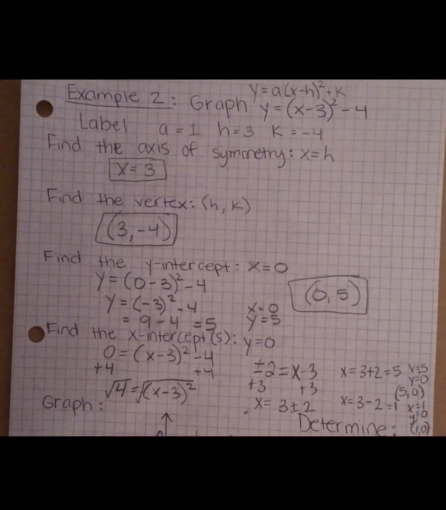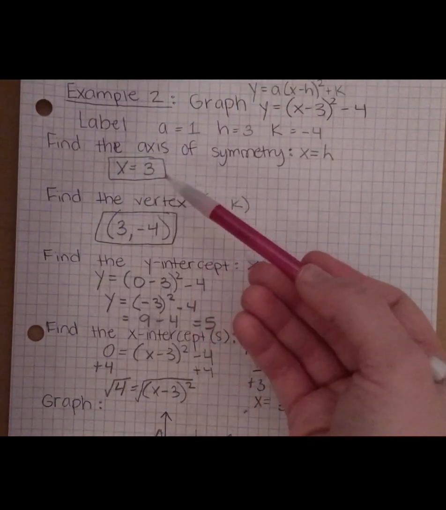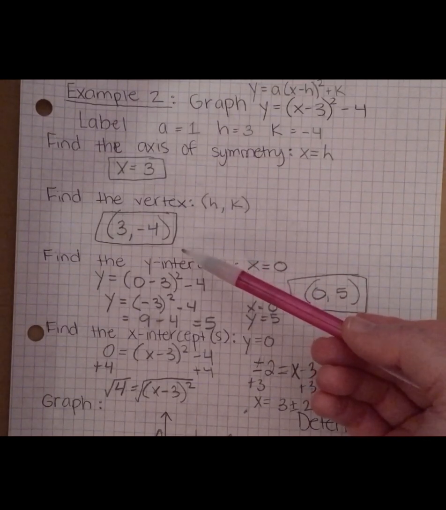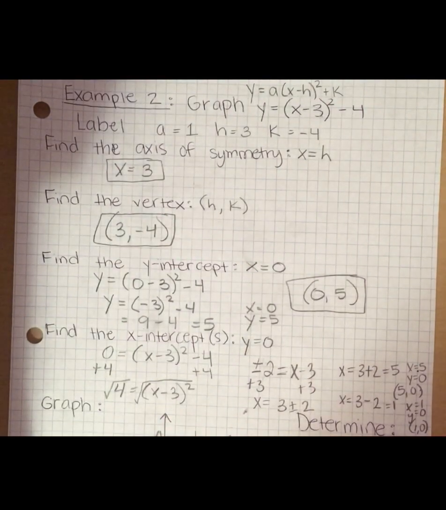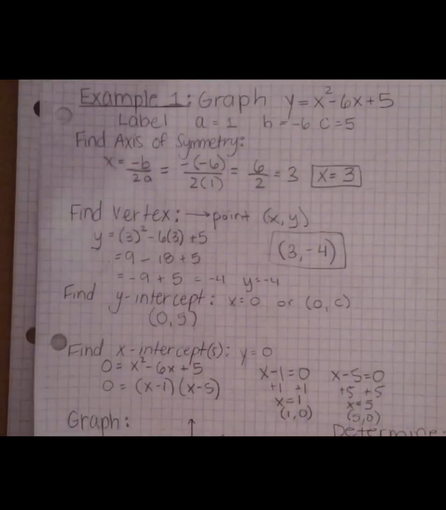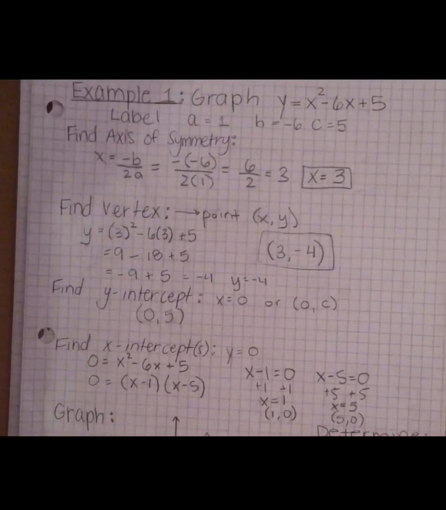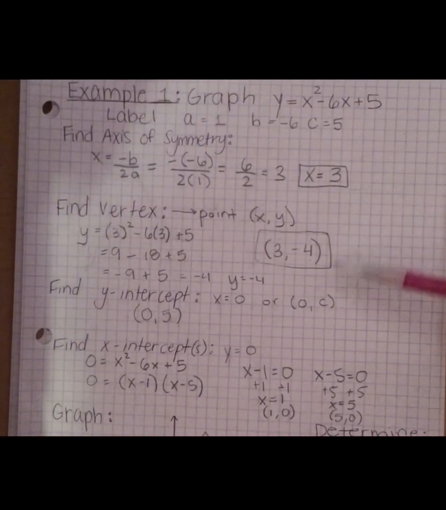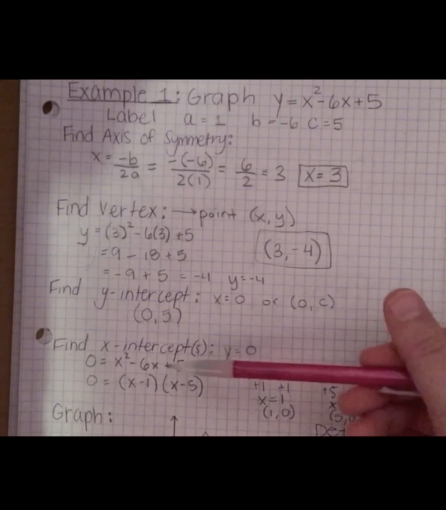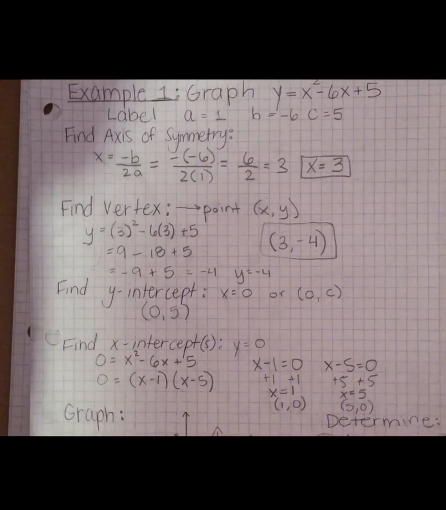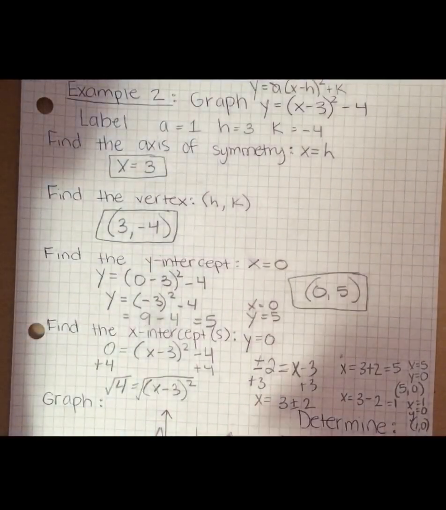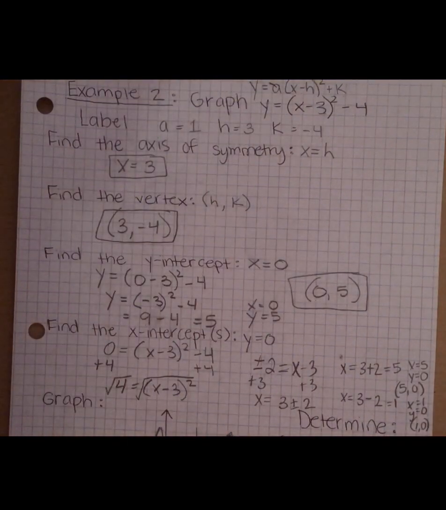Now, this looks awfully familiar. We have an axis of symmetry of 3, a vertex of 3, -4, a y-intercept of 0, 5, and x-intercepts of 5, 0, and 1, 0. If we look back at example 1, we had all the same values. We had axis of symmetry of 3, vertex of 3, -4, y-intercept of 0, 5, and x-intercepts of 1, 0, and 5, 0. So example 1 and example 2 were the same example, just in different forms.